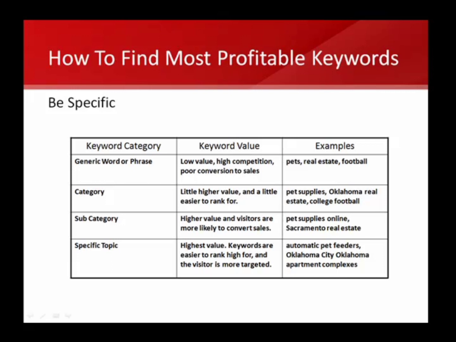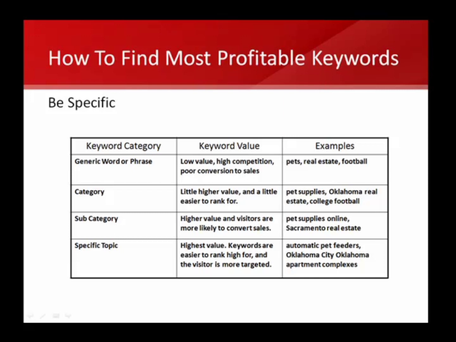It's kind of like if somebody types in a subcategory keyword phrase like Sacramento real estate or pet supplies online, they want to buy pet supplies online. But if they're typing in automatic pet feeders, there is no doubt in your mind what they're looking for. If you type in Oklahoma City, Oklahoma apartment complexes, there's no doubt in your mind what they want. If you type in Walla Walla, Washington winery, you know what they want. They want to look for a winery in Walla Walla, Washington, or they want to find a lawyer in Sacramento, California. They're not just going to type in California lawyers, because that could mean every single city in California. That could be a little hairy.